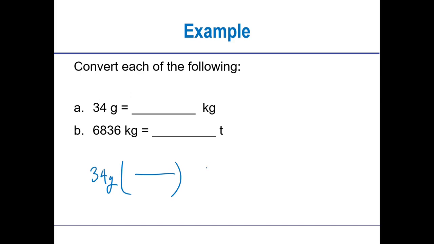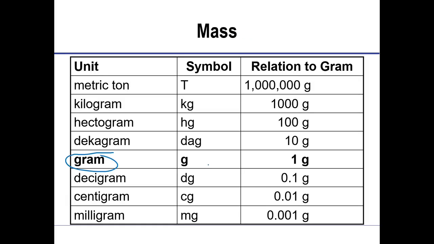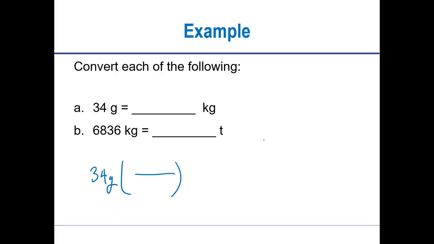In order to do that, we'll go back to our table and select the correct unit fraction. I know I want to convert kilogram to grams, so we'll select this unit fraction. 1 kilogram is equal to 1,000 grams. We want the 1,000 grams to be in the denominator and the 1 kilogram to be on the top. The grams will cancel out, and this simplifies to 0.034 kilograms. 34 grams is equivalent to 0.034 kilograms.